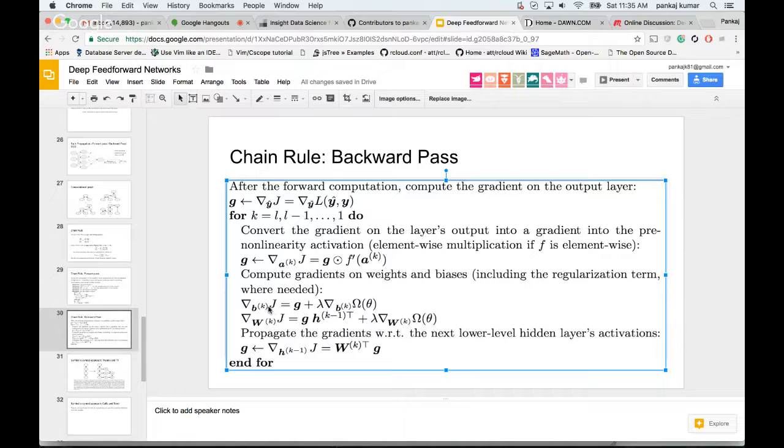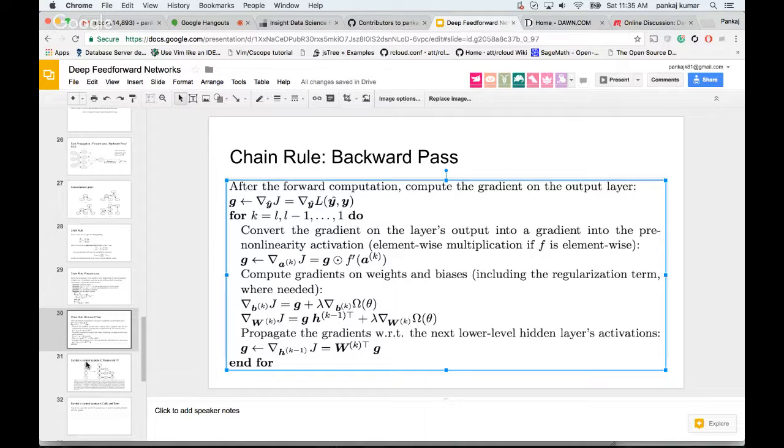So this is the differentiation with respect to each weight and each bias, and then we again change the G so that the next layer can use it. Then we change the G and repeat this whole thing for the next layer. So this is the backward pass of computing all gradients with respect to all parameters in all the layers.